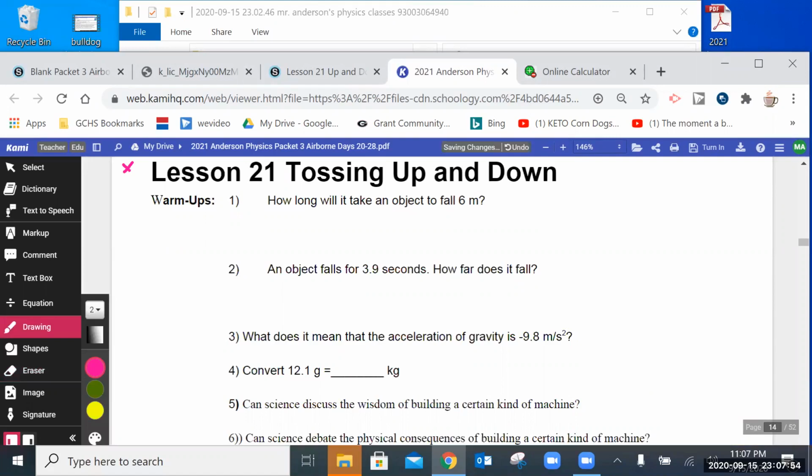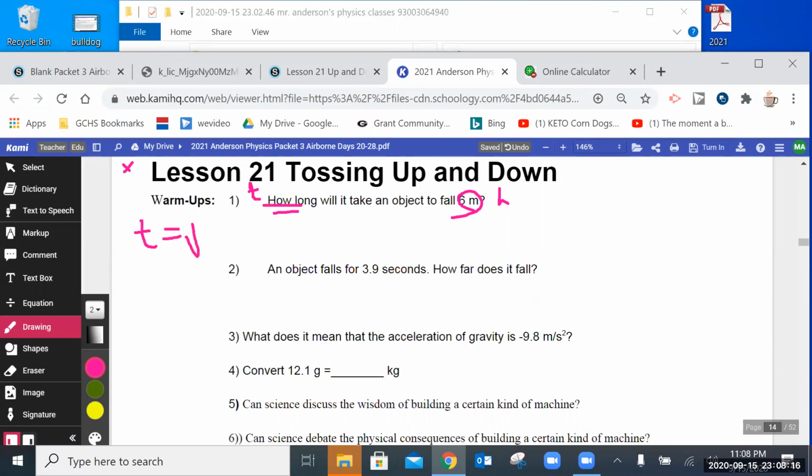Lesson 21, tossing up and down. Number 1, how long will it take an object to fall 6 meters? So the 6 meters is the height of the fall, and we want to know how long, which is going to be to find the t. So what equation relates time to height?